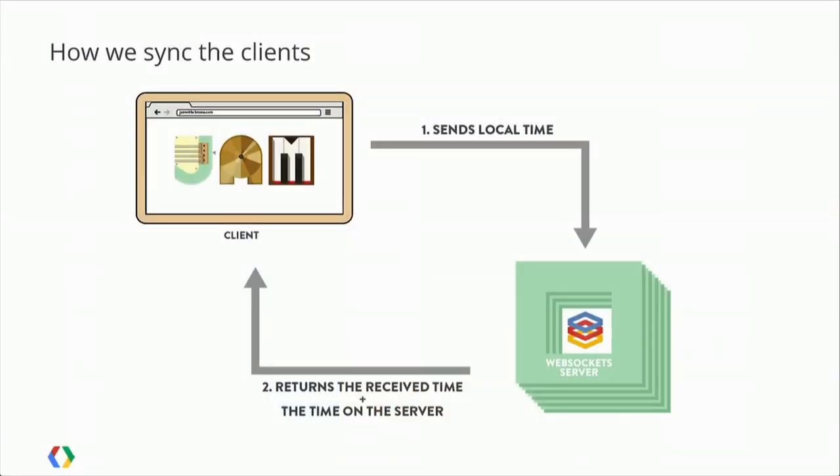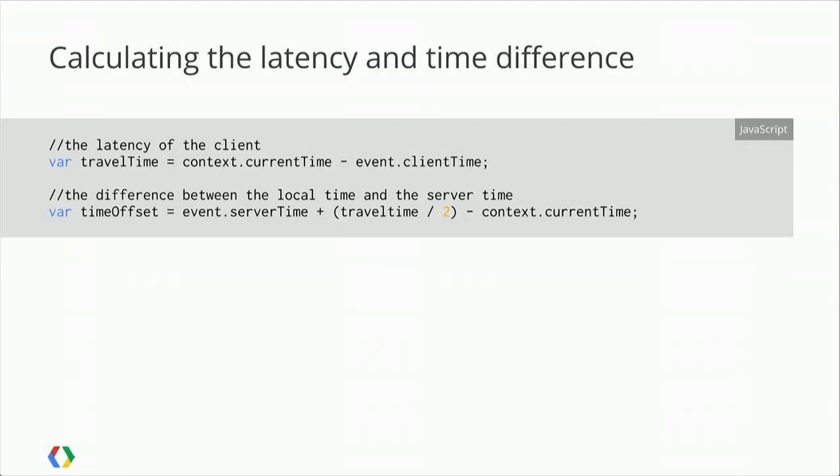To sync the clients, we start off by making 10 sets of pings to the WebSocket server, like so. First, the client sends a message with its own local time. The server receives this and sends back the received time, as well as the local time on the server. For each time we do this, the client calculates two values: the time it took for the message to go back and forth, which is the travel time, and the difference between the local time and the time on the server, which is the time offset. When we have done this 10 times, we calculate a mean value for the travel times, which is this client's latency, and send that value to the server.